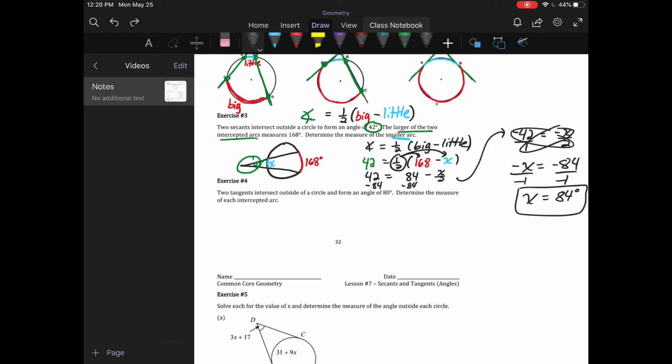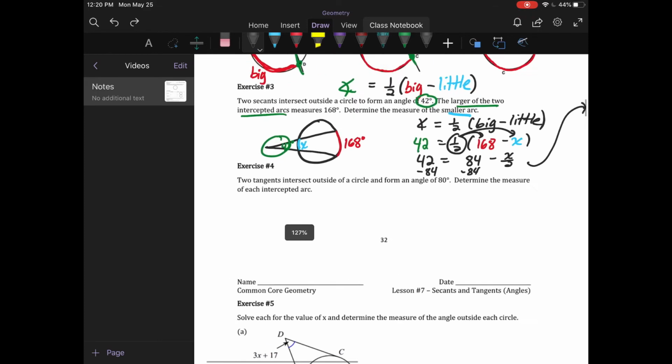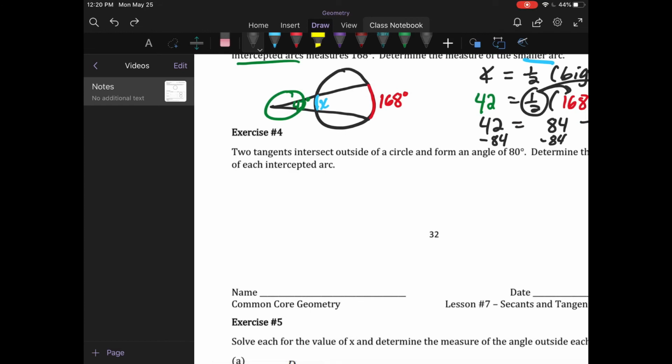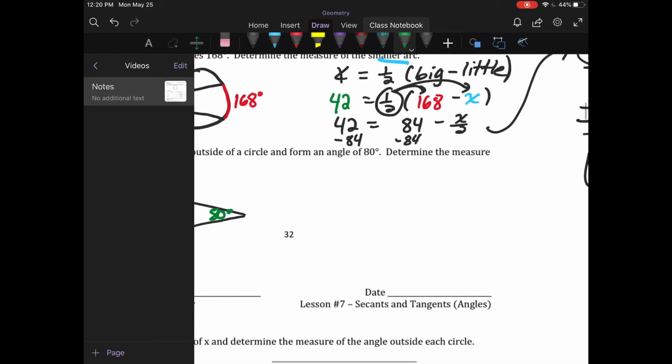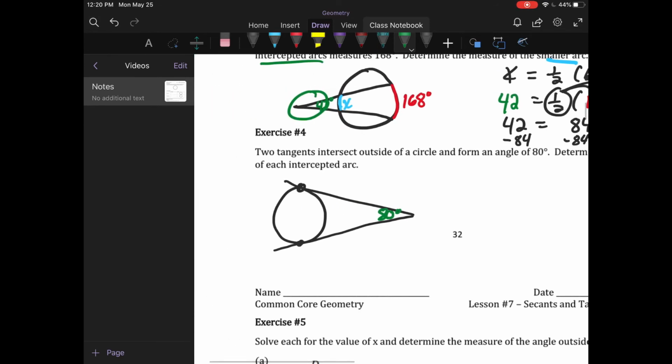So exercise 4 is the same idea, except now we have 2 tangents. So that means our circle is going to have 2 tangents. They only cross once at this point and this point. And it says that they meet at an angle, and that angle is 80 degrees. And we need to determine the measure of each intercepted arc. So we need to find both the big arc right here and the little arc right here.